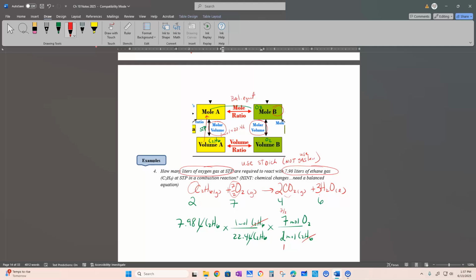So looks like, what are we looking at? 3 sig figs. And I'm going to get 1.25. And I apologize, I need to go one more step. I want liters. I was stopping at moles. I want liters of oxygen.